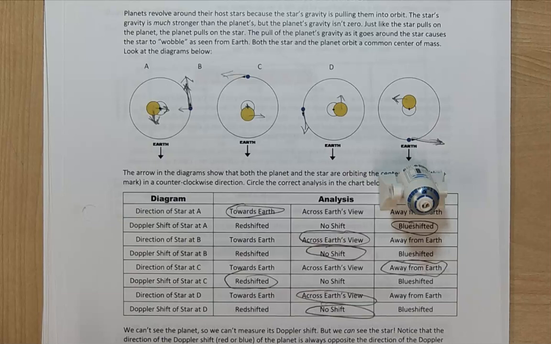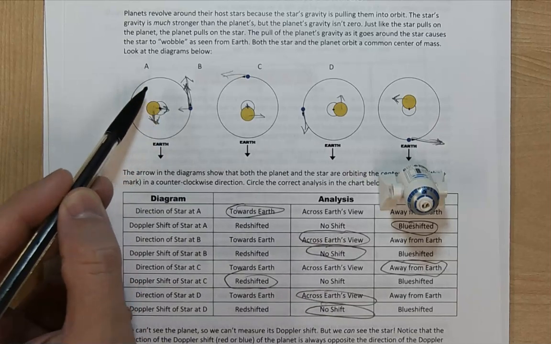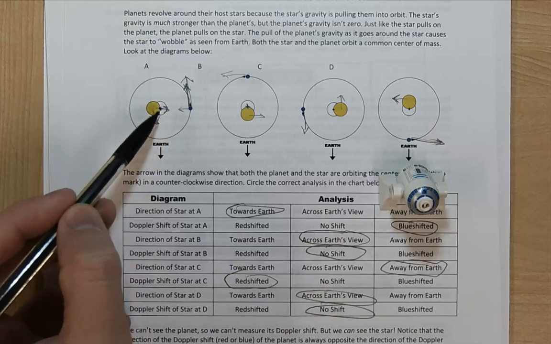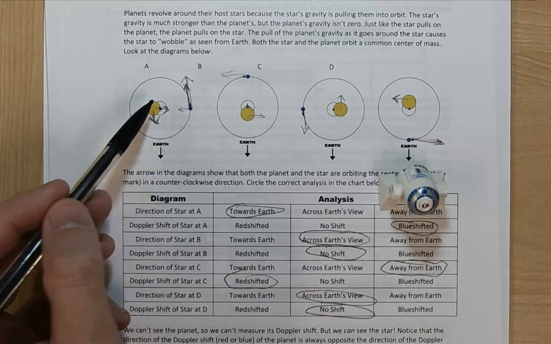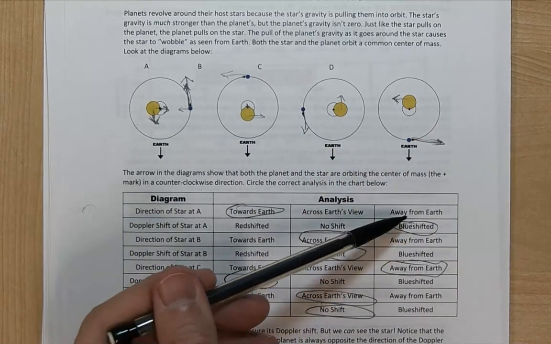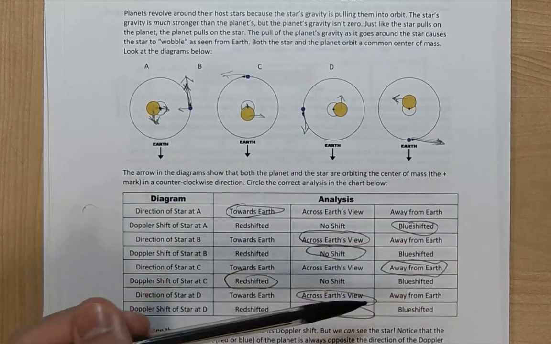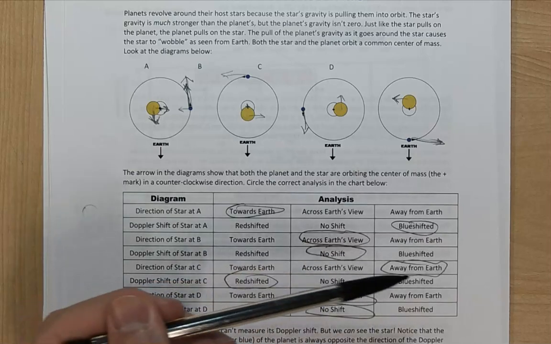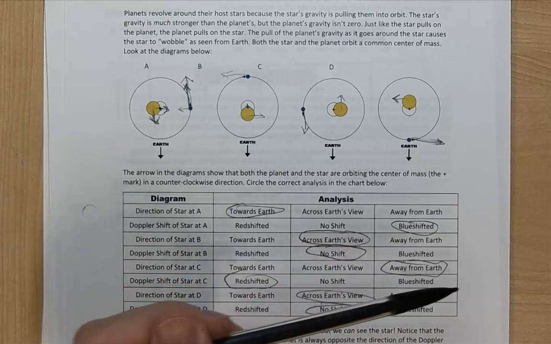So that's what we see. As the star wobbles around, as the star is being dragged around by the gravity of the planet, what we see on Earth is that the star's spectrum is blue shifted and then no shift, red shift, no shift, blue shift, no shift, red shift, no shift. It goes back and forth, back and forth.